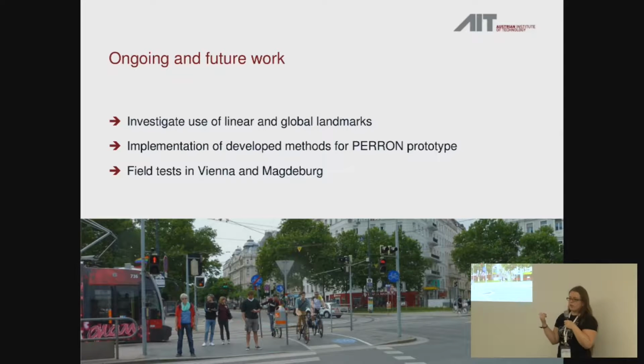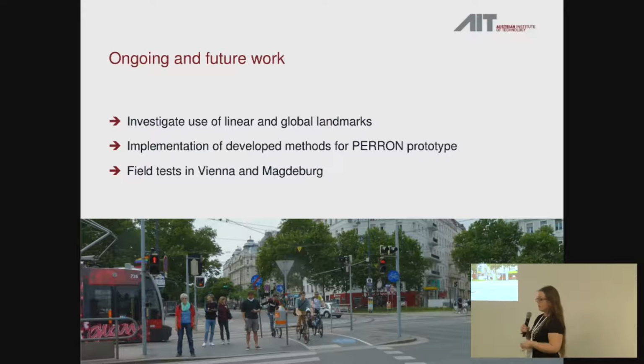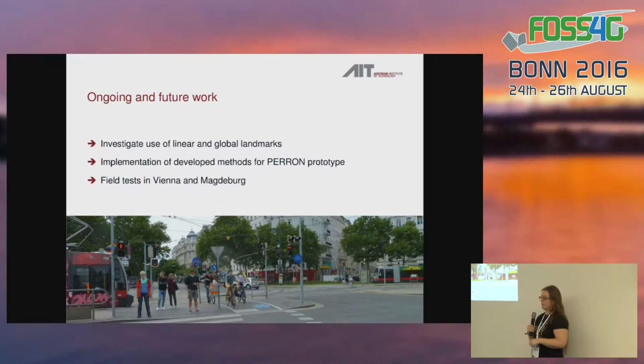What you've seen so far is the prototype that I've implemented in QGIS. In future work, we are planning to also investigate the issue of linear landmarks. So besides points, polygons, we could also look at lines. For example, if a river is modeled as a line, or railways could be also landmarks because you can easily follow them. Everything has been implemented in Python as a prototype first, and this will now be migrated to a web service which can be used together with an app. And we are also planning to field test it in Vienna and Magdeburg next summer.